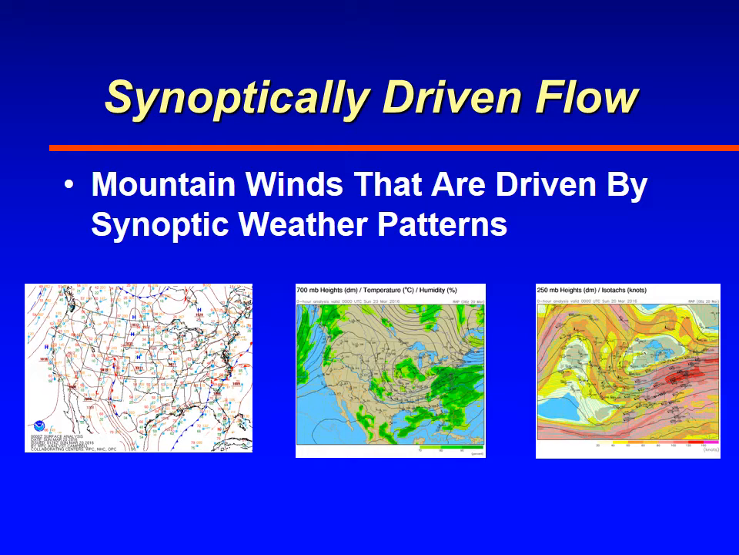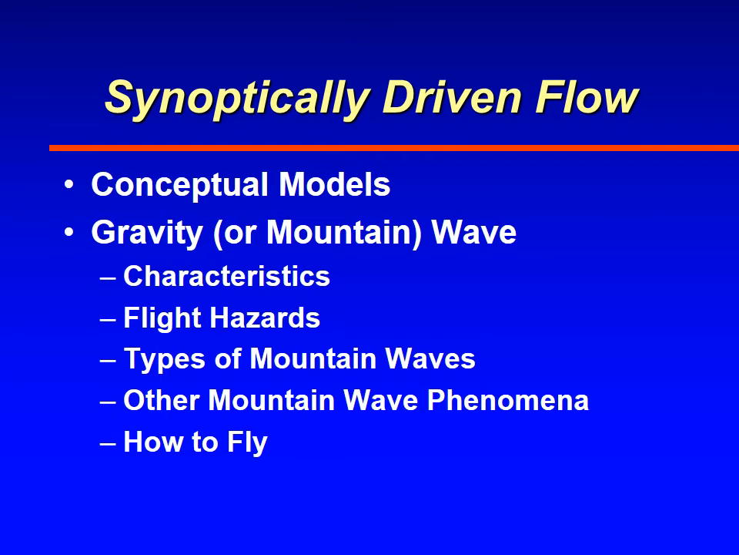With them, you also get strong pressure gradients in the upper atmosphere. As a result, you'll see high in the atmosphere jet streams moving over the mountains. So the combination of all the winds throughout the atmosphere results in the development of certain kinds of weather patterns over mountainous areas. So we're going to start by looking at the conceptual models.